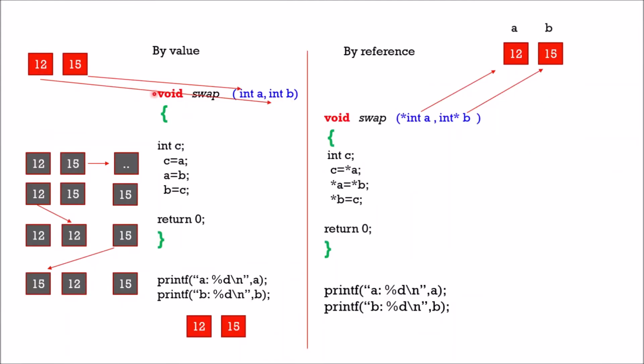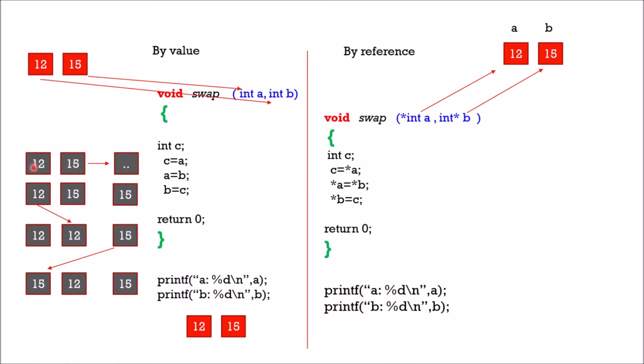Okay, let's see a concrete example of this. This is a function named swap, whose purpose is to swap the values of these two integers. So we're going to swap this 12 with the value of 15 and this 15 with the value of 12. We'll start making a call by value to the swap function. We create a third integer named c inside. Okay, so we have int a, b, and int c.